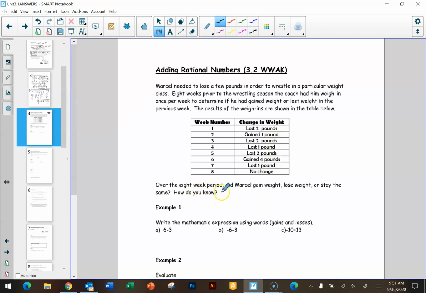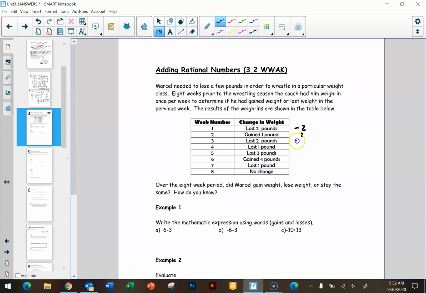Over the 8-week period, did Marcel gain weight, lose weight, or stay the same? And how do you know? All right, well, let's take the change in weight in words, and then just write a little math beside it. So if he lost 2 pounds, he's at -2. If he gained a pound, it's positive 1, but we'll just count it as 1.